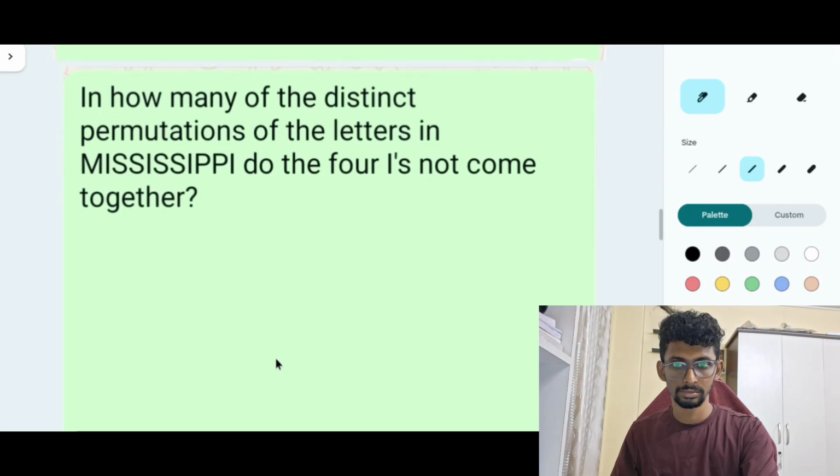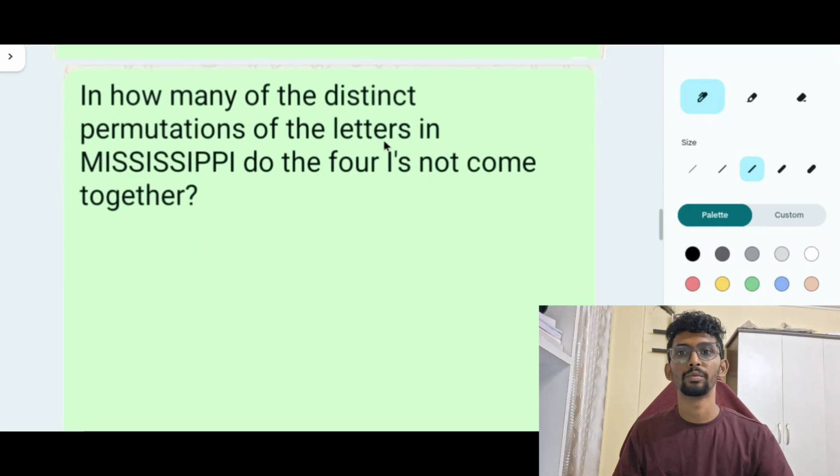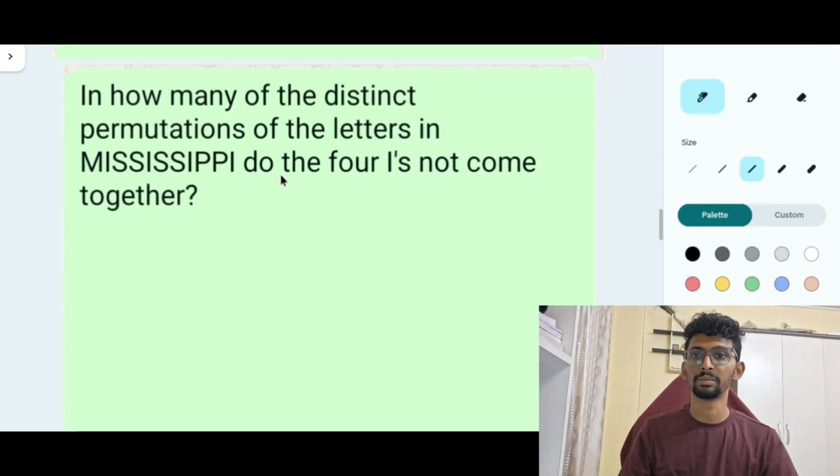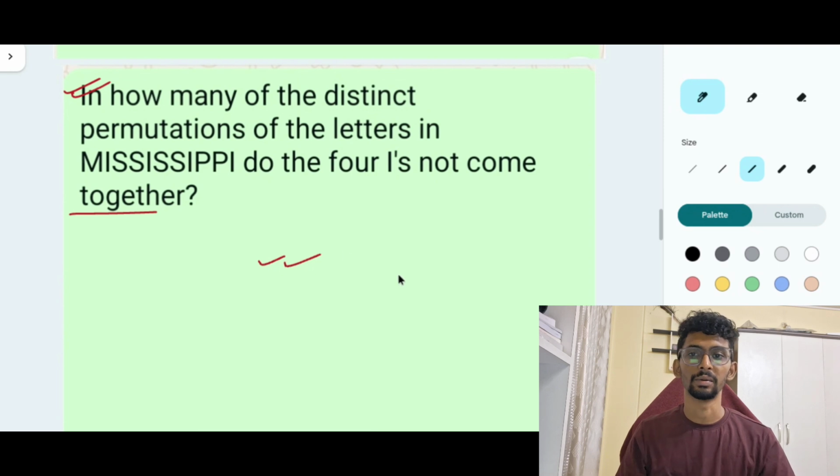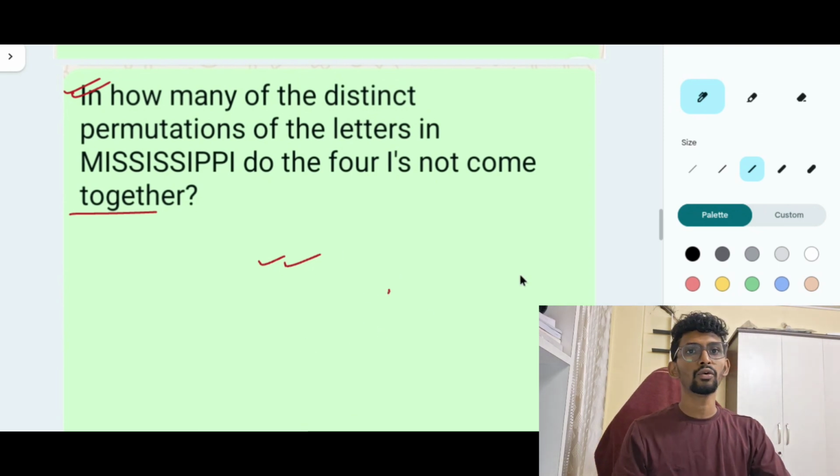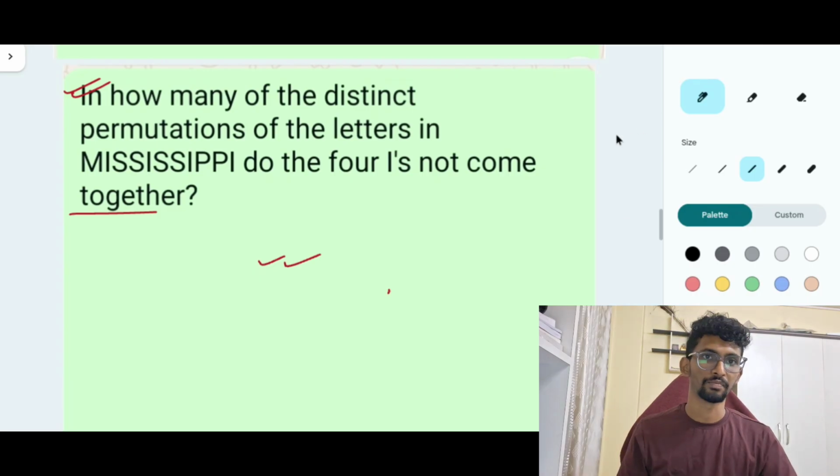Next, this question: how many distinct permutations of the letters of Mississippi are there in which the 4 I's do not come together? So this you have to solve and answer me in the comment box. It's a similar type of question. Now moving to the next type.